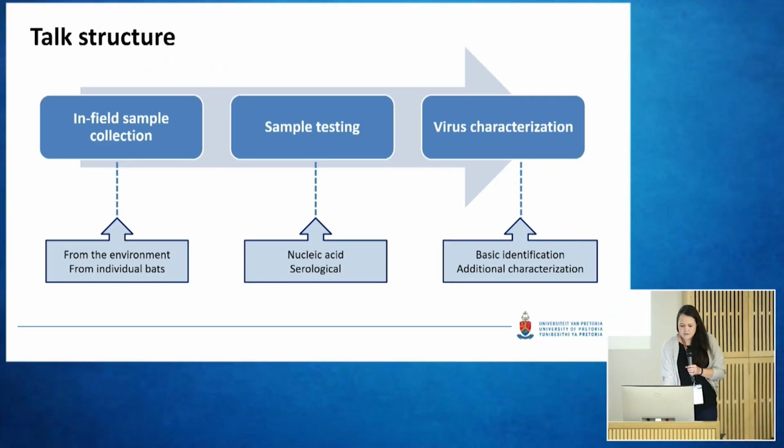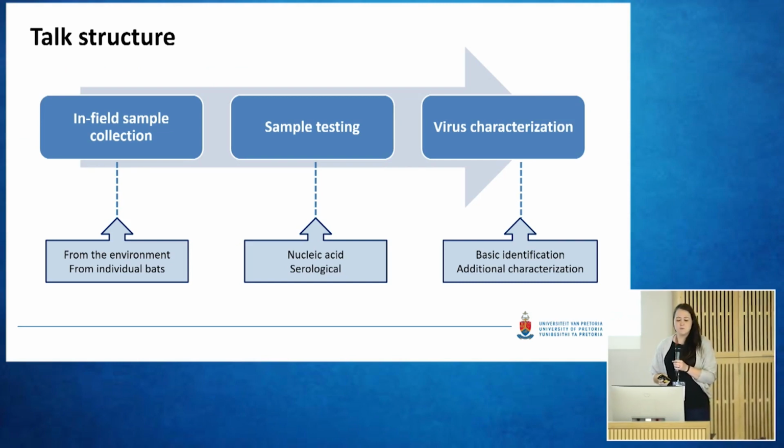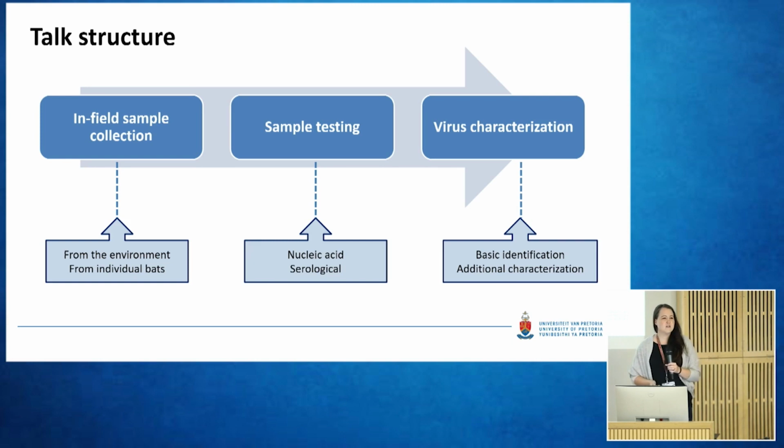And as Prof Markotter mentioned, we can share the SABRINet manual that we have put together with more detailed methods and things to use when embarking on a biosurveillance study. Okay, so my talk will be structured in 3 different sections: in-field sample collection, looking at both the environment and individual bats; then sample testing, which would be nucleic acid and serological; and lastly virus characterization, which can be just basic identification of what you've detected, and also some additional characterization that can be done.